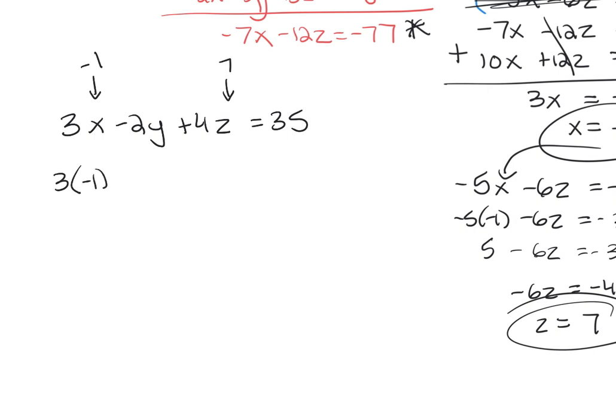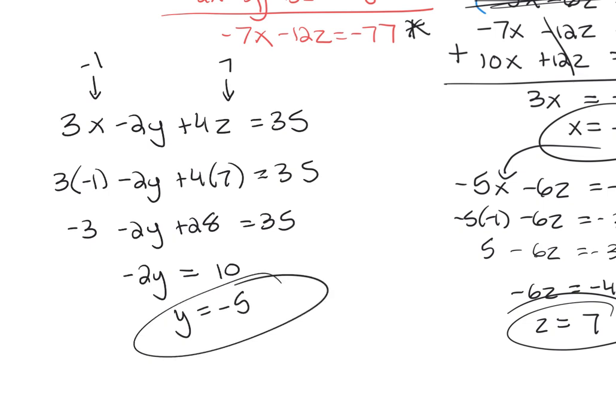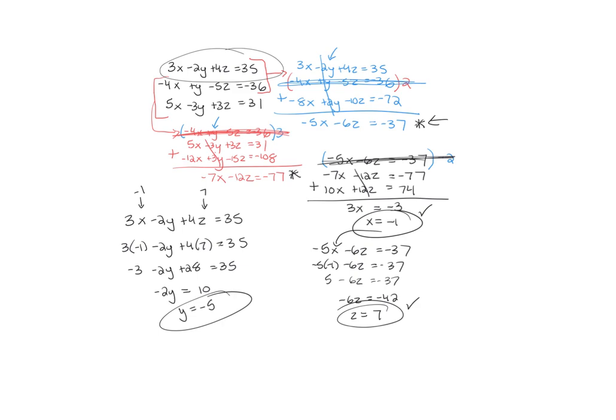So 3 times negative 1 minus 2y plus 4 times 7 equals 35. Negative 3 minus 2y plus 28 equals 35. I'm going to add 3 over and subtract 28. So negative 2y will equal 10 and y will equal negative 5. Okay, so there is all of my work and my final answer. They will intersect at the point negative 1, negative 5, 7.